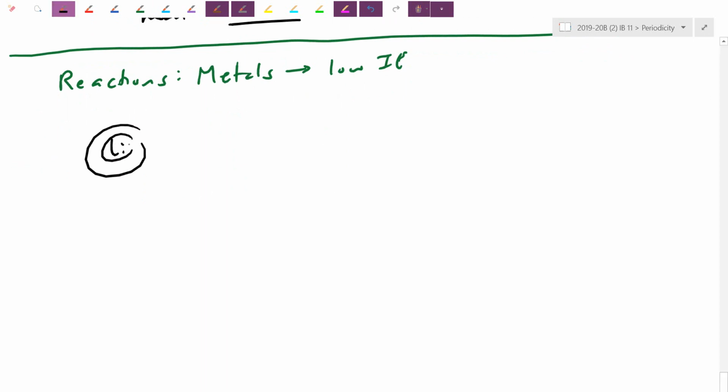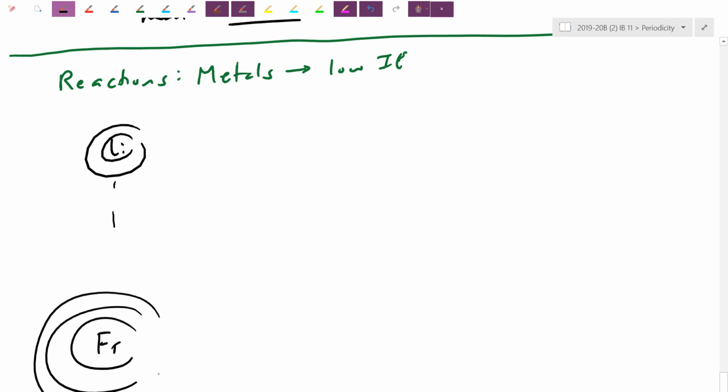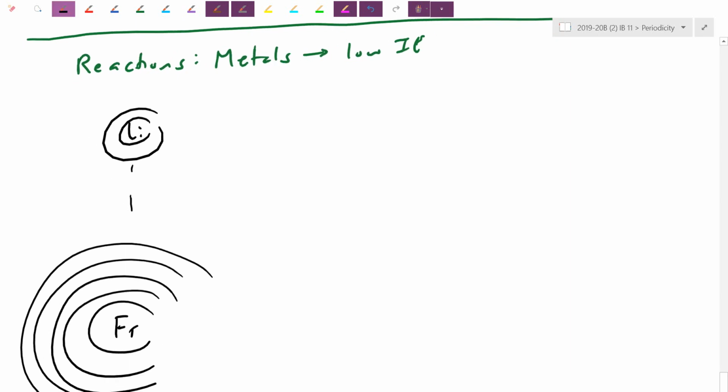I know lithium has 2 shells. Let's go all the way down to, let's say, francium and cesium. Francium has, I think, 7 shells. Okay, I'm not going to be able to draw all 7. But just as a comparison, by the time you work out your Z effective, lithium has 3 protons. We're going to have screened out 2 of the electrons effectively. The Z effective is going to be +1.